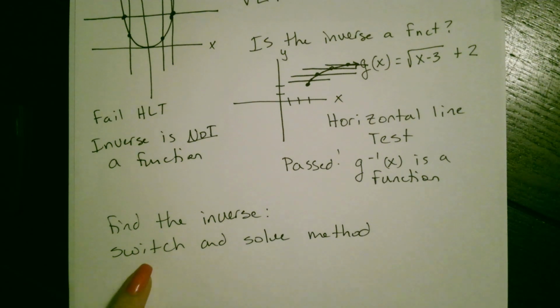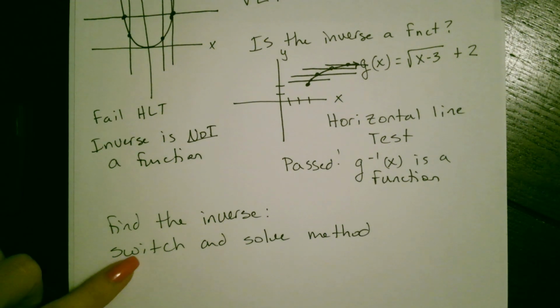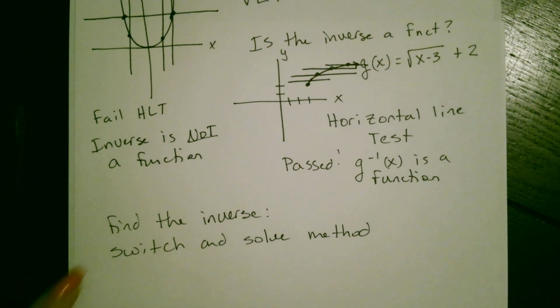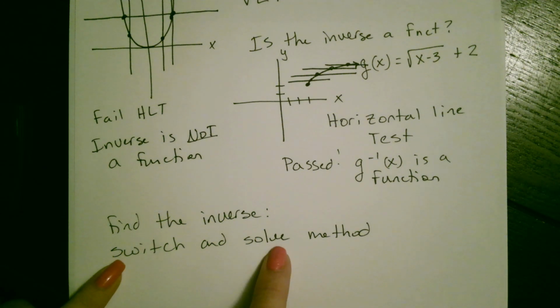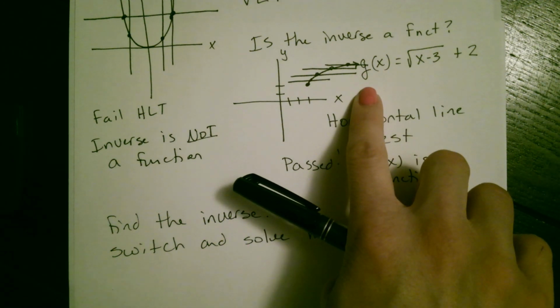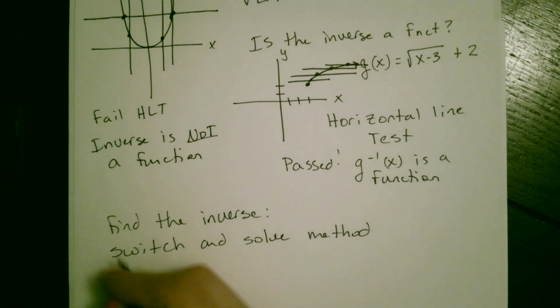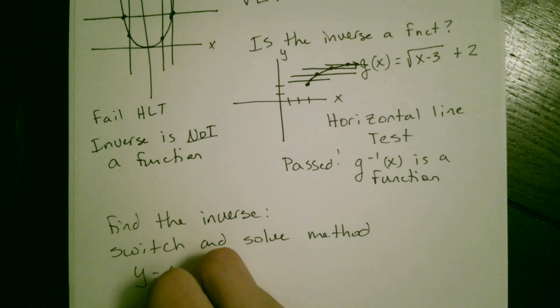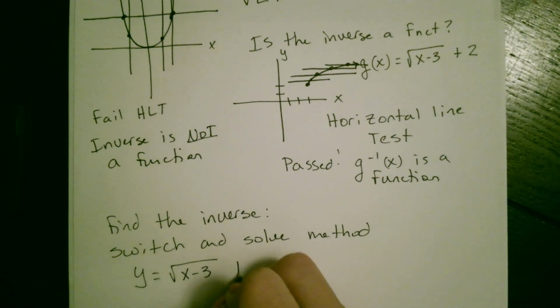So like I said at the beginning of the video, inverses more or less just switch the x and y values, and we're going to hone in on that to be able to find the actual inverse. So we'll start by switching or swapping the x and y values, and then we'll solve for y. So our function was g of x equals the square root of x minus 3 plus 2. This is actually y equals the square root of x minus 3 plus 2.